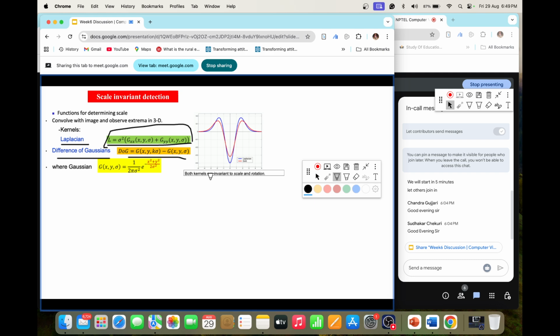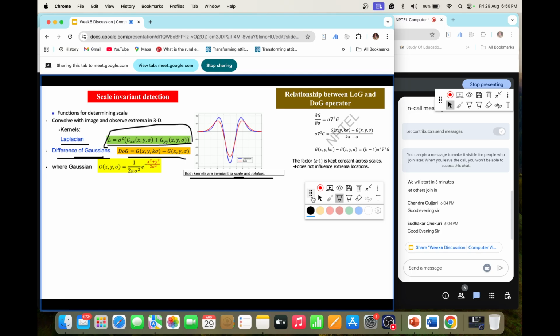So why are we changing it? Because both the kernels are invariant to scale as well as rotation. Scale is the most important, because even the Harris operator is invariant to translation and rotation, but to make it invariant to scale, we have to convert it into Laplacian or the difference of Gaussian. So these are the formulas. This relationship is not very important to us, but yeah, this is the thing.